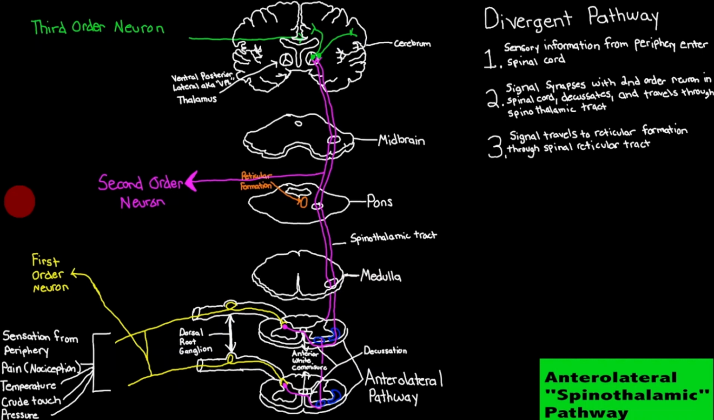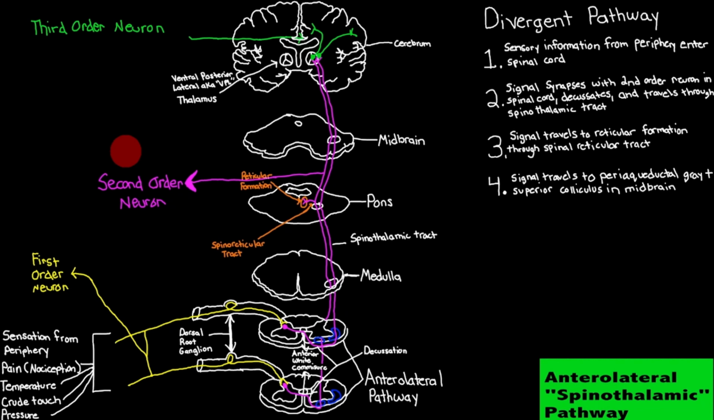Number 3. Up until this point, the divergent pathway is the same as the spinothalamic pathway, until we get to the brainstem. Within the brainstem lies the reticular formation. The reticular formation travels through the entire brainstem within the medulla, pons, and midbrain, but I just have it illustrated here within the pons. The signal gets relayed to the reticular formation where it is processed. This is called the spinal-reticular tract.